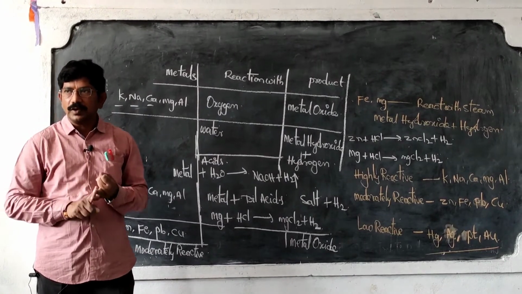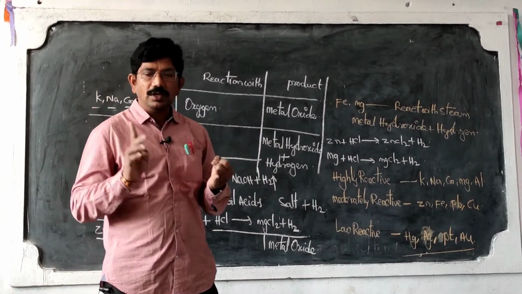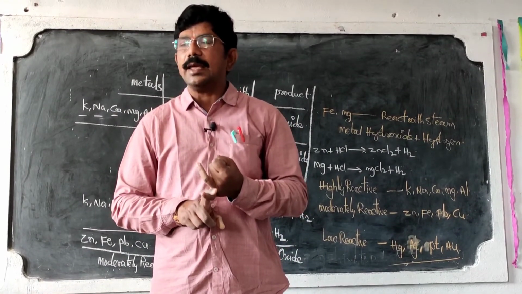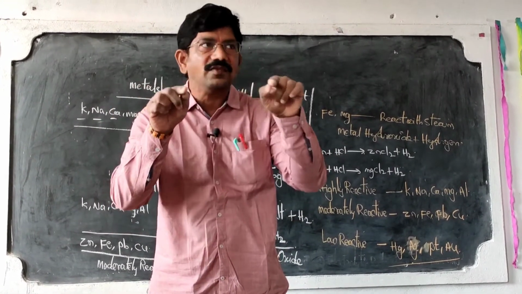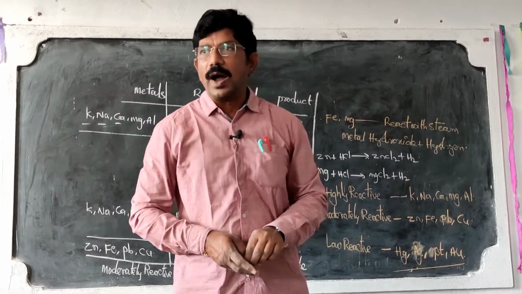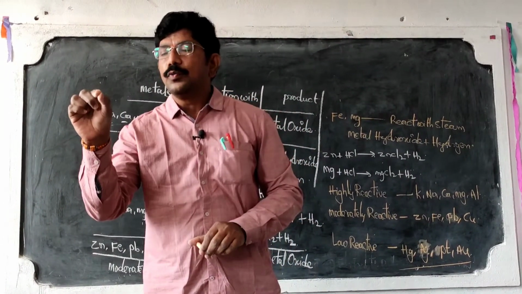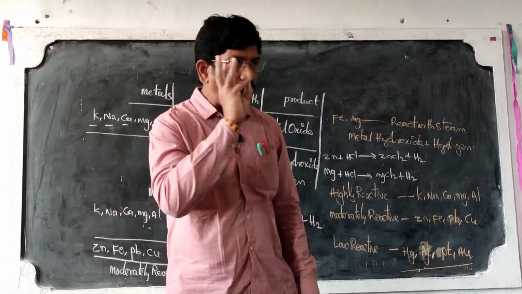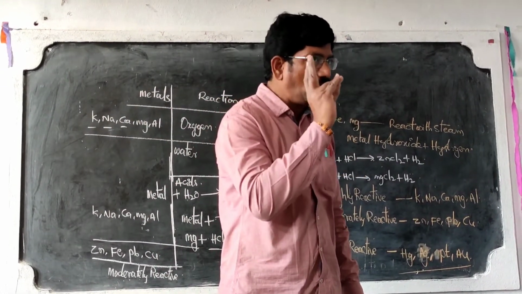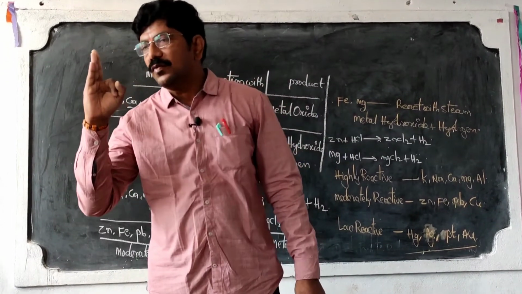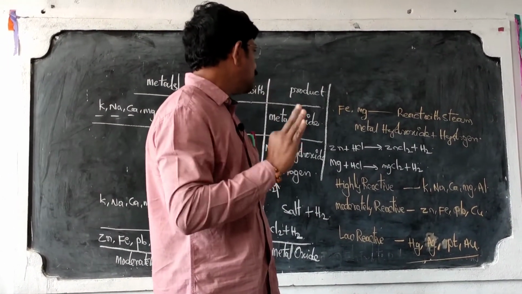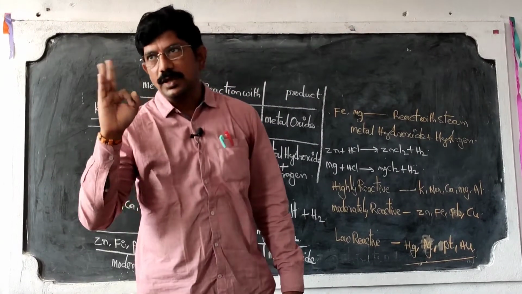Okay, what is the reactivity series? Tell me. Listen to me. What is the reactivity series? A series of metals arranged in the decreasing order of their reactivity. What is the criteria for deciding the reactivity series? Reaction with oxygen, reaction with water and reaction with dilute acids. These three things they have considered to decide the reactivity series. Are you clear?